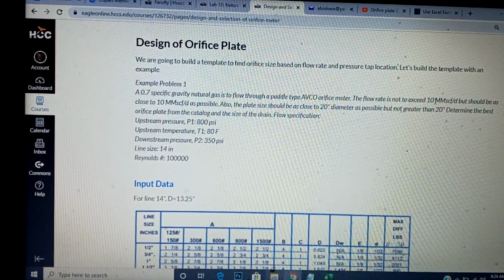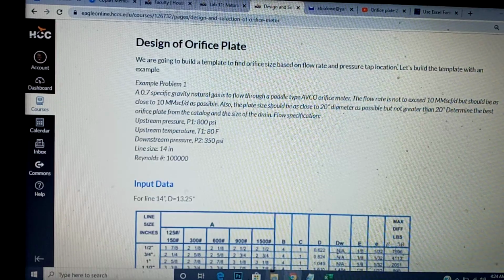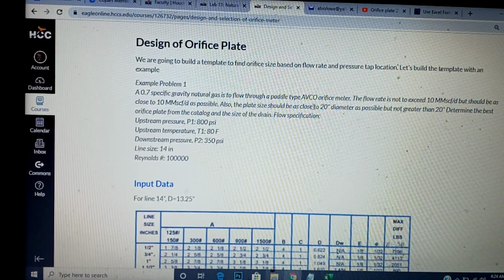I want to fix my flow rate to be 10 million standard cubic feet per day. So I need to find the right size of orifice plate that will work for this. Other things I need to know is, I want to buy a plate that will not be larger than 20 inch in diameter.